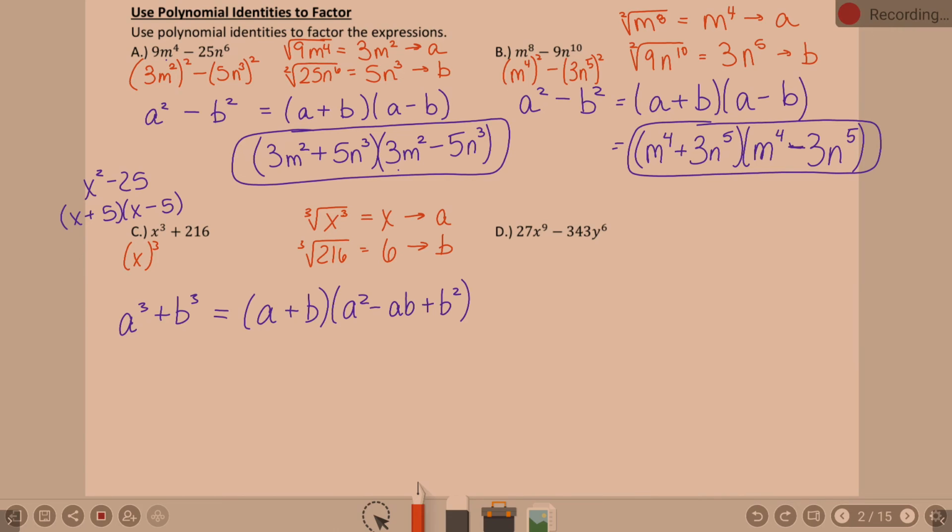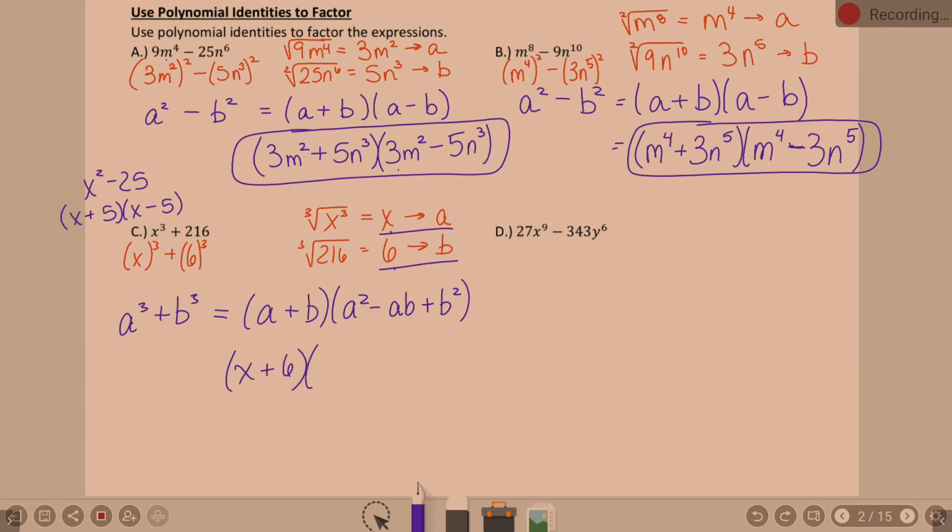Are you following? This is how I know, because I can rewrite this as something cubed plus something cubed. Those somethings are my a's and b's. Ready to fill it in? a plus b. What's a? x. What's b? 6. So what's a plus b? x plus 6.